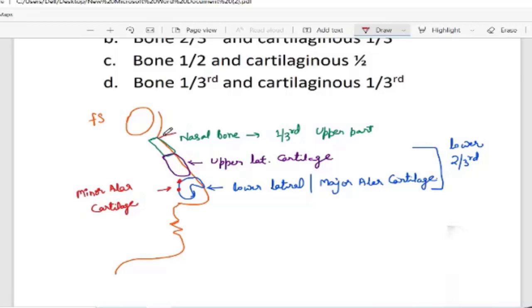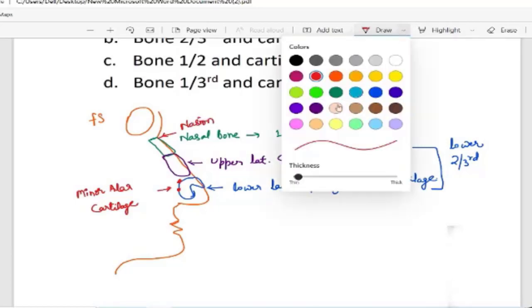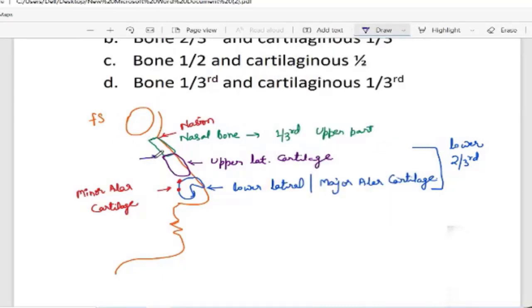Okay, so this is all about the external nose, which is formed above by the frontal bone. The junction between the frontal bone and the nasal bone is known as nasion. So nasion is a bony-bony junction formed between the nasal bone and the frontal bone, that is at the root of the nose. The other point is known as rhinion. Rhinion is the junction between the nasal bone and the upper lateral cartilage.